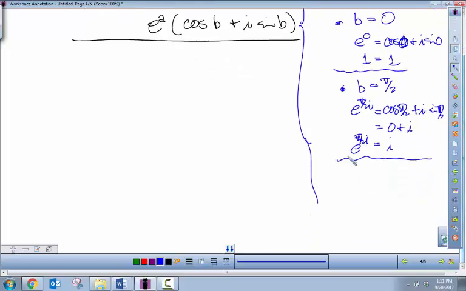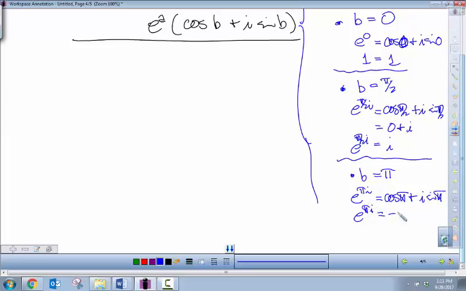and suspense. So let's get to the more interesting one, and this is the one that got really popular. Let's put pi in for b. So that's e to the pi i is equal to, what's cosine of pi? -1. What's sine of pi? 0. So e to the pi i is equal to -1. So this is one of those magic formulas that people get tattooed on their bodies.